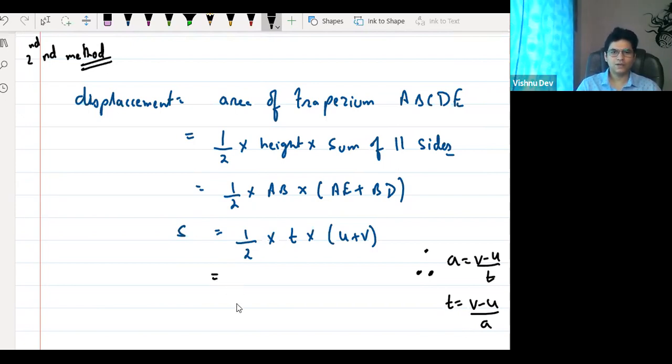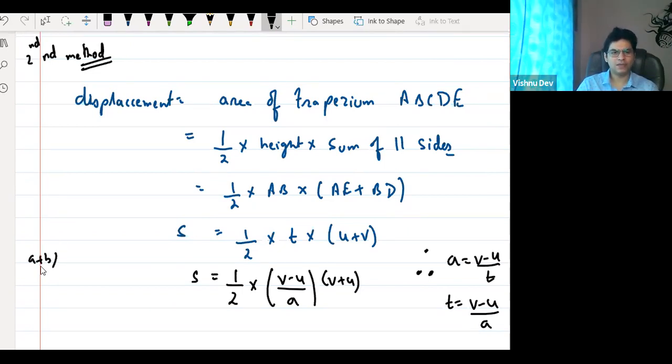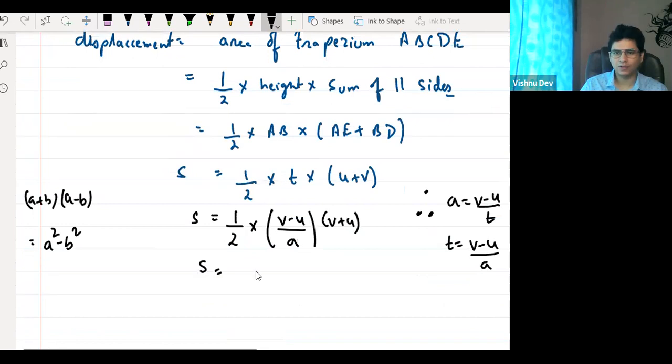So can I write like this, S is equal to V minus U by A into V plus U, by 2? Now what is A plus B into A minus B? Tell me, what is A plus B into A minus B? A square minus B square. Yes or no? So can I say, S is equal to V square minus U square by 2A.